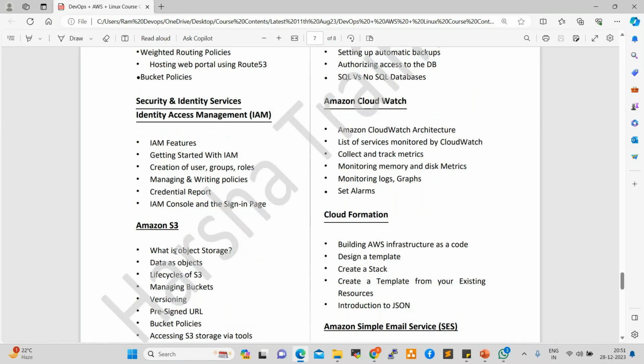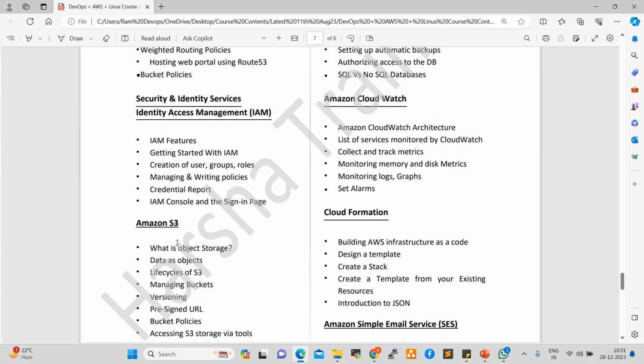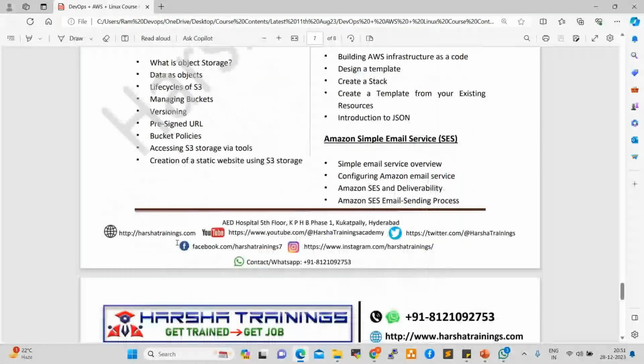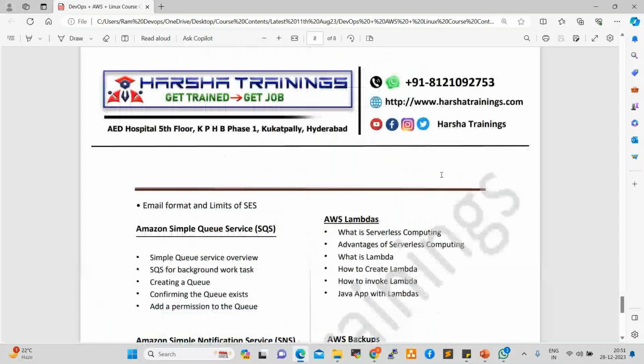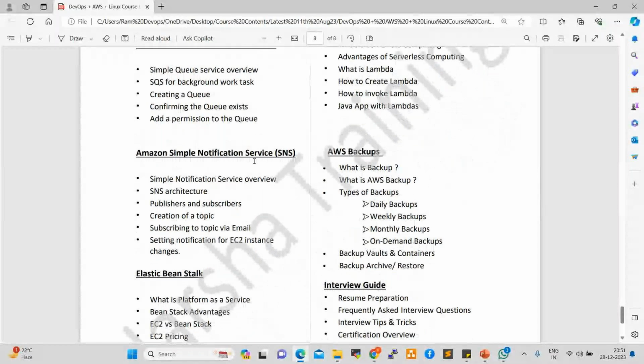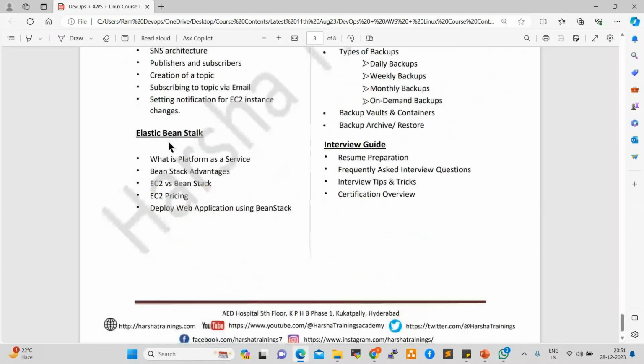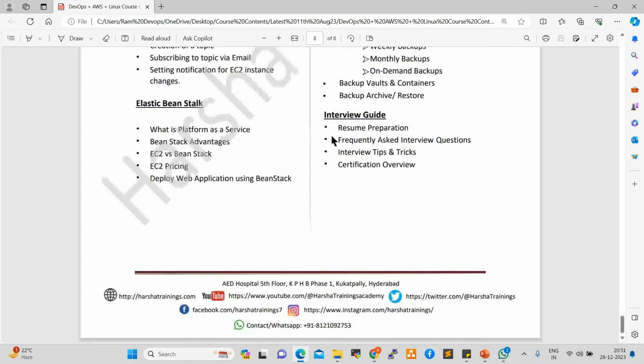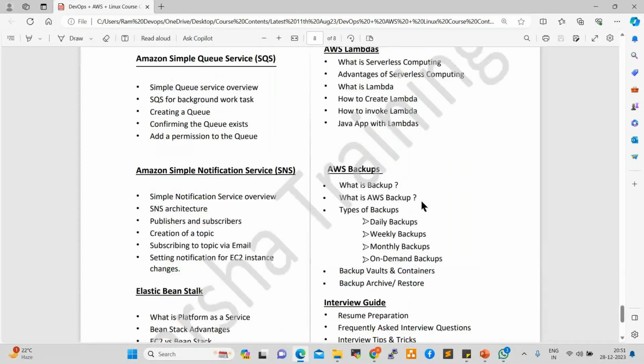Amazon S3, Simple Storage Service, is a storage service in AWS, and Amazon SES, Simple Email Service, and Amazon Simple Queue Service, SQS. AWS Lambda is also covered. AWS Backup will be covered, and SNS, Simple Notification Service, will be covered. Elastic Beanstalk will be covered, and also interview guidance, resume preparation, frequently asked questions, interview tips and tricks, certification overview. So these are all the modules that will be covered in our course. I'll share this course content with you. You can ping me.